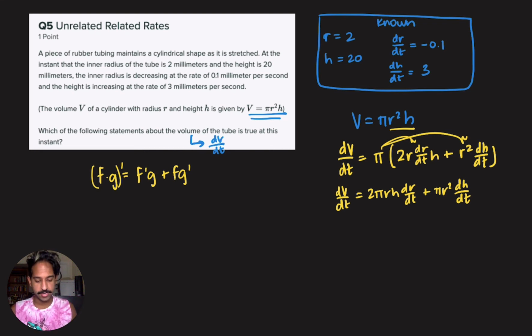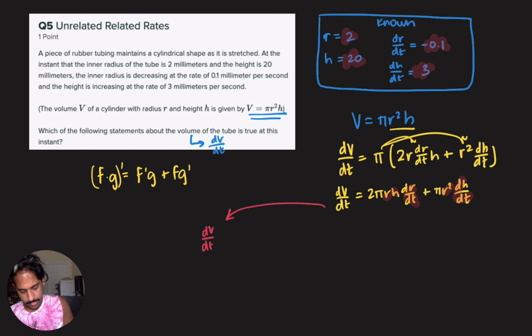And then, since we're asked to find dV/dt, let's plug in the values that we know. We know dr/dt, we know dh/dt, we know h, and we know r. So let's plug them in. dV/dt equals 2 pi times our radius 2 times our height 20 times dr/dt, which is negative 0.1, plus pi times the radius squared. Our radius is 2, so 2 squared, times dh/dt, which is 3.